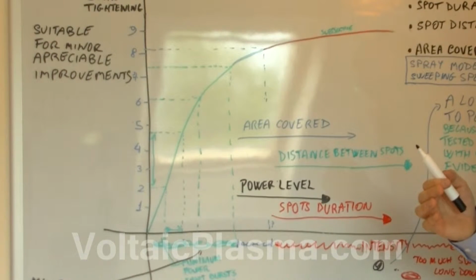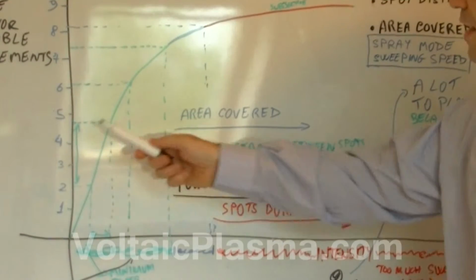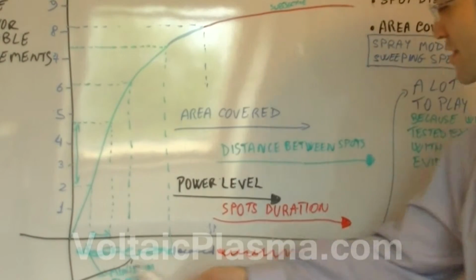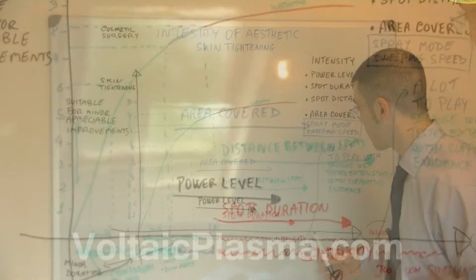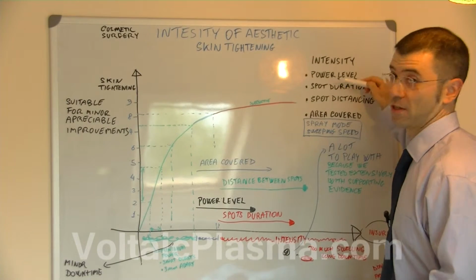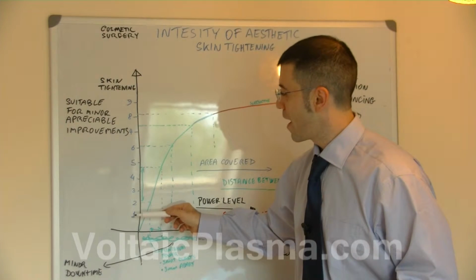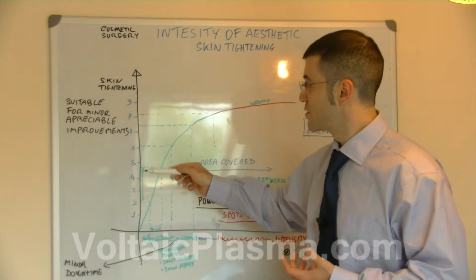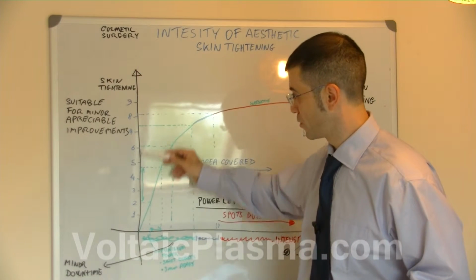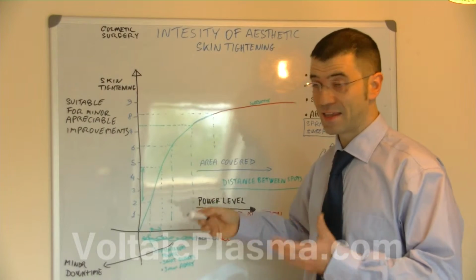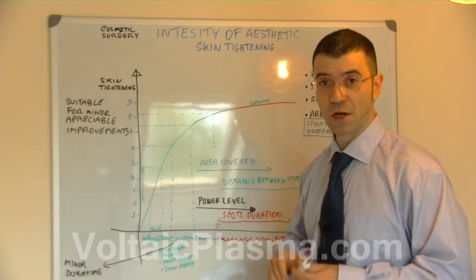So we have made this graph here to give you an idea of the results that you get in terms of skin tightening versus the intensity that you apply. On the x-axis you've got the intensity defined by these 4 parameters in spot operation. On the y-axis you've got a degree of results in terms of skin tightening, which is quite difficult to measure, but we'll put some numbers in there to give you an idea of what an appreciable result may look like.